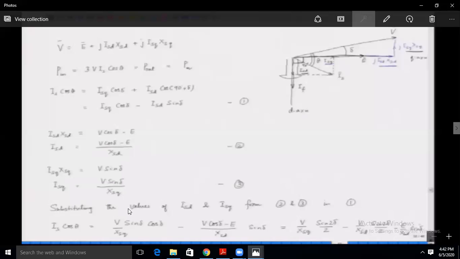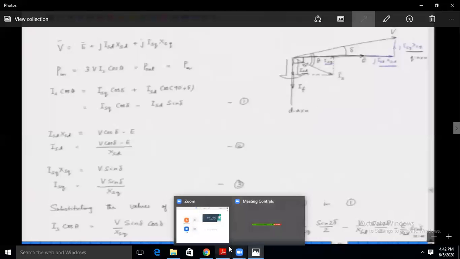Here, substituting the values for ISD and ISQ from equations 2 and 3 into equation number 1, we can get IS cos theta is equal to V by XSQ sin delta cos delta minus ((V cos delta minus E) divided by XSD) sin delta. That is equal to V by XSQ sin 2 delta divided by 2, minus V divided by XSD cos delta divided by 2, and minus E divided by XSD sin delta. This is the equation we can get.